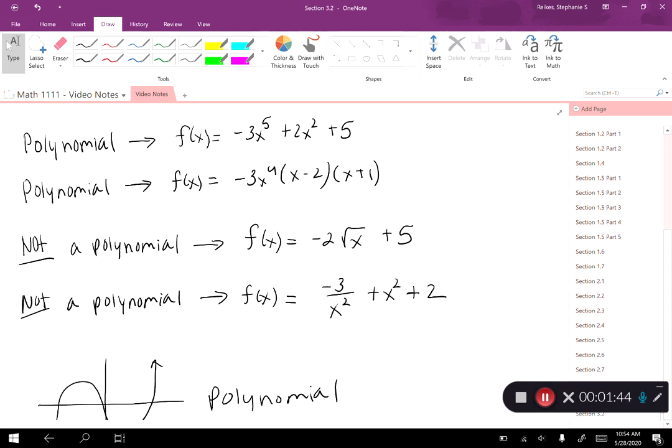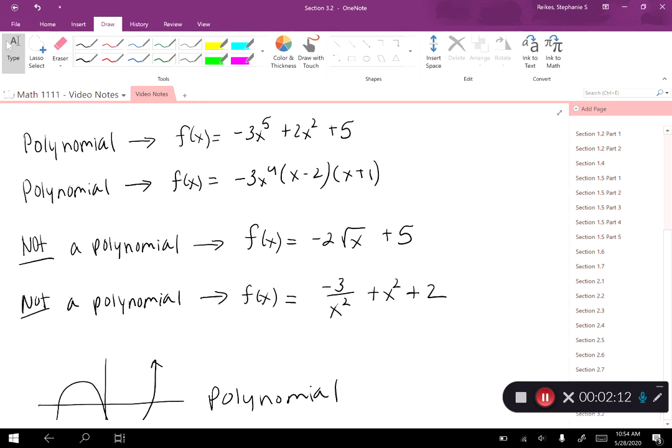Next, the function f of x is equal to negative 3 over x squared plus x squared plus 2. Again, this is not a polynomial. Why? Because the first term, negative 3 over x squared, is a fraction. If I move x squared to the numerator by making it x to the negative 2, its exponent is going to be negative, and a polynomial cannot have a negative exponent.